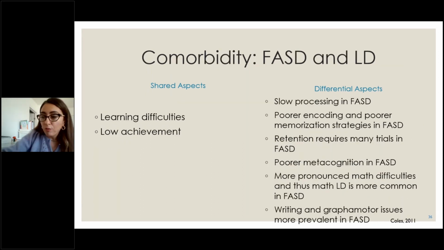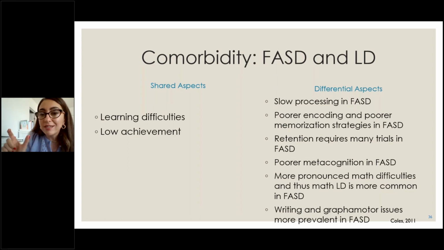And then the last part for the comorbidity is something that we see a lot, which is learning disabilities and FASD. They both display learning problems, and they both display low achievement, as we know. So then what are some of the differential aspects? Some of the differential aspects is that children with FASD have much slower processing than a typical child with just learning disabilities.